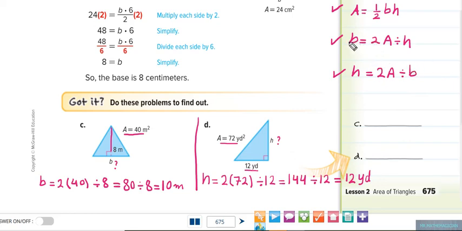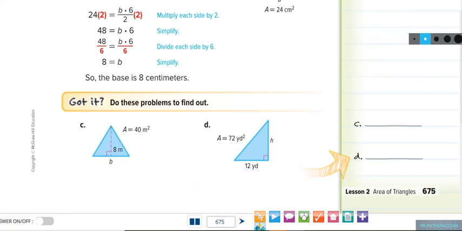So I think it's easy for you to use these rules, whether to find the area or to find the base or to find the height. Moving on.